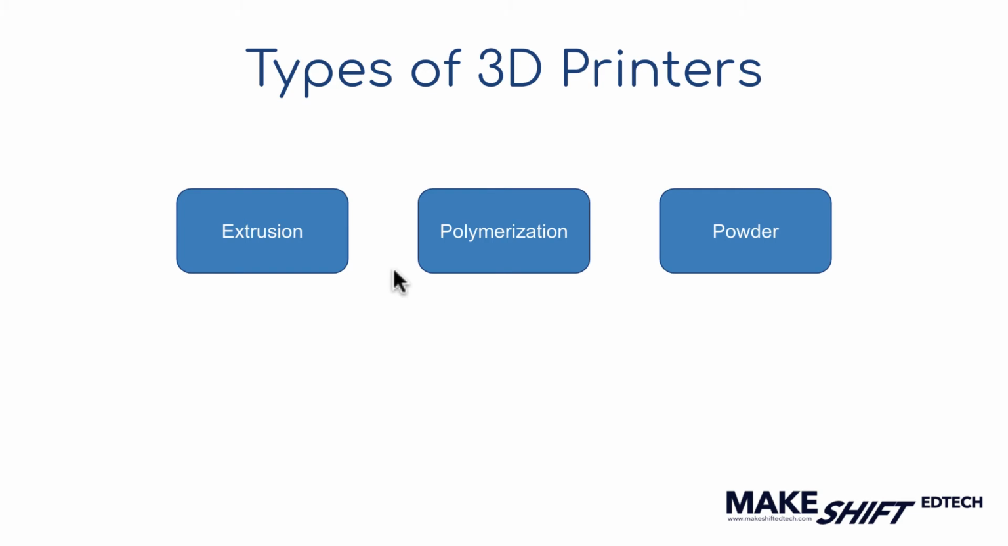Powder 3D printers use powder to print, as the name would suggest, right? And it can be something like nylon powder, and it uses a laser to melt the powder together for each layer. Again, building it layer by layer. Now, within each of these areas, there's great detail you can go into. I just wanted to give you a broad overview. We're going to focus, as I said, on extrusion.